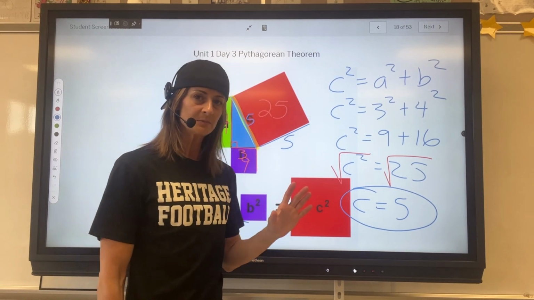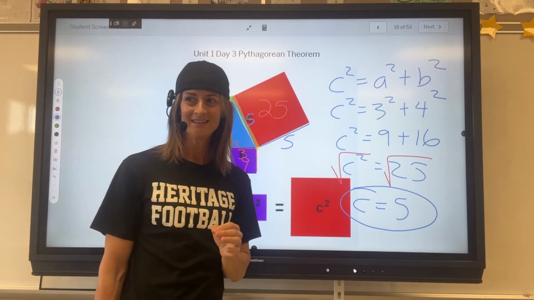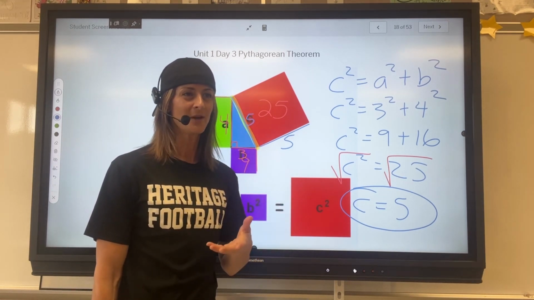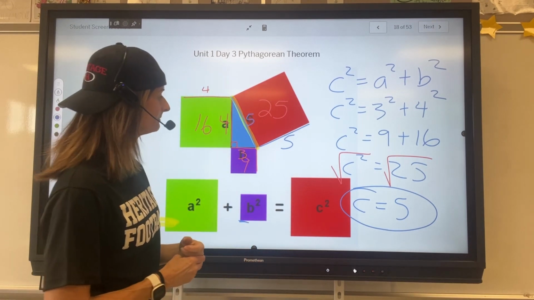The only way this gets more difficult is sometimes they'll give you C and one of the A or B, and you have to solve for the other A or B. We're going to do an example like that in a little bit.